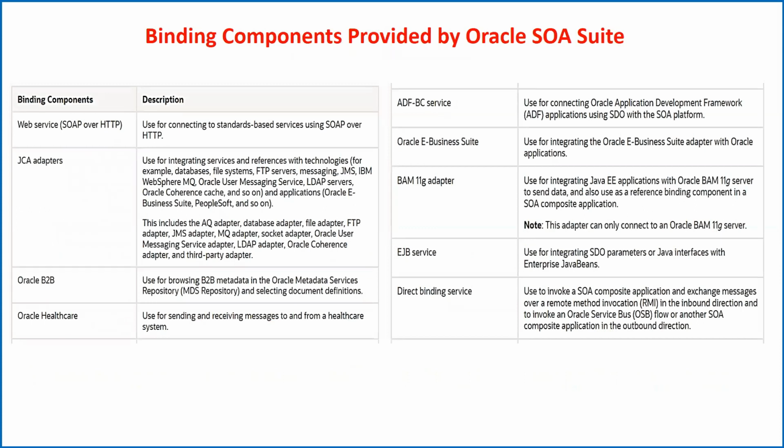Now when we talk about the binding component, that means I can have data coming from different technologies and data going to different technologies. For that, we have different binding options. You could have web services. That means your SOA is getting data from different technologies and services with the help of web services, or maybe it is getting data from a database with the help of database adapters. Maybe it is getting data from some JMS services with the help of JMS adapters.